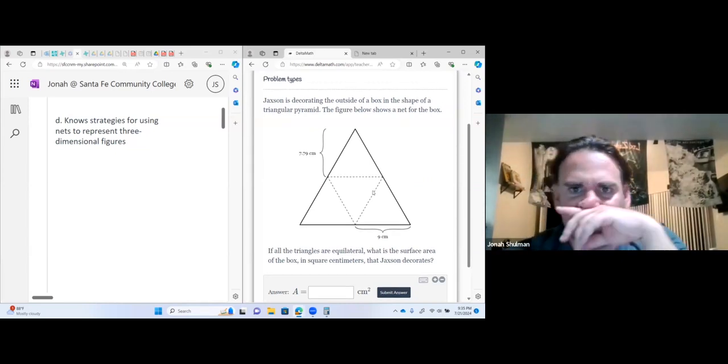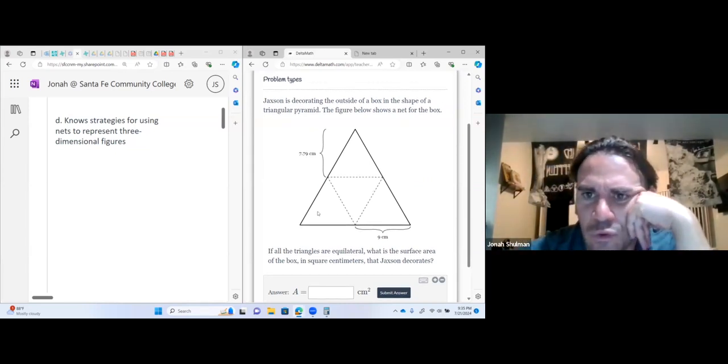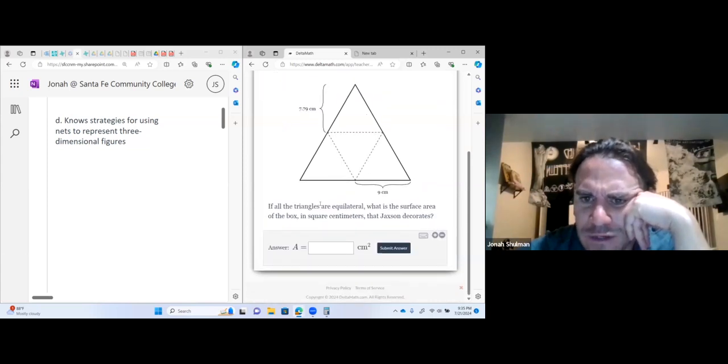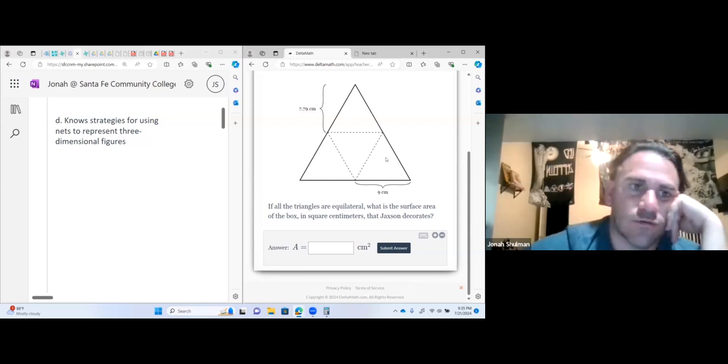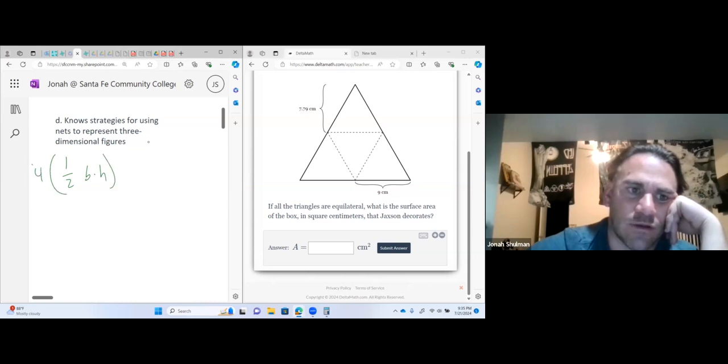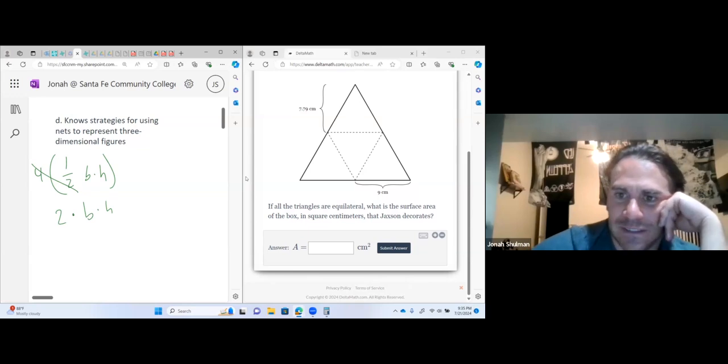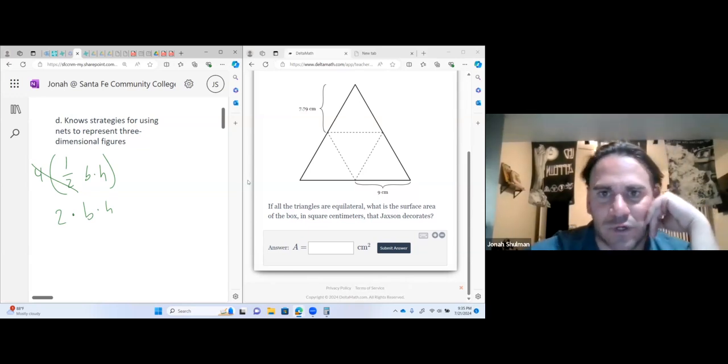Outside of a box, triangular pyramid. If all the triangles are equilateral, then what is the surface area of the box? So we have 1, 2, 3, 4. It's 1/2 base times height, and then we have 4 of it. So we can cross this out. So it's just 2 times base times height. Your base is 9, your height is 7.79.